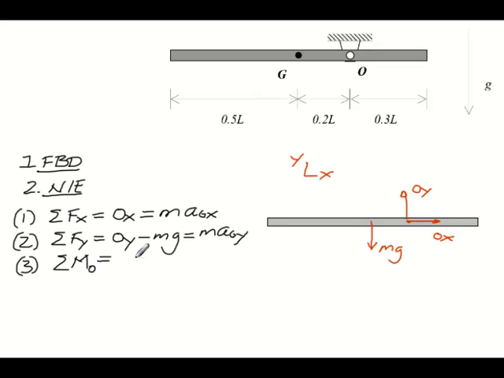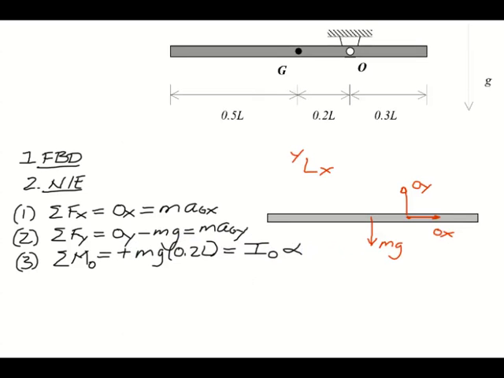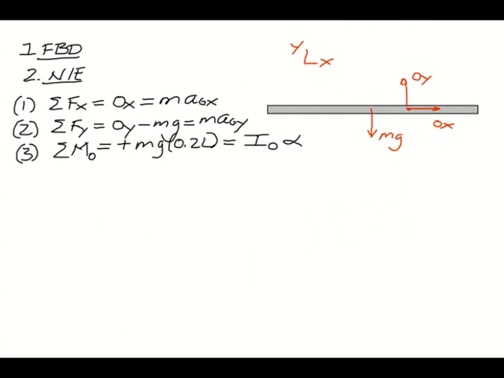I see that the only force causing a moment about O is the weight mg. It has a moment arm of 0.2 L, and it's in the positive k. That's equal to, and be careful, that's equal to the mass moment of inertia about O times alpha. So those are the three equations that come from our FBD.